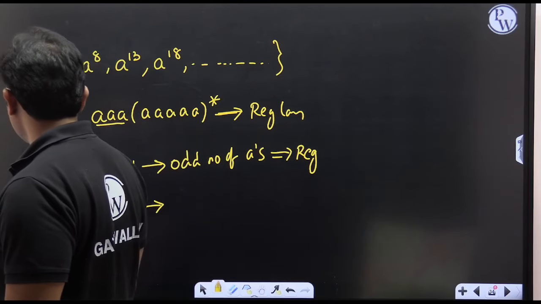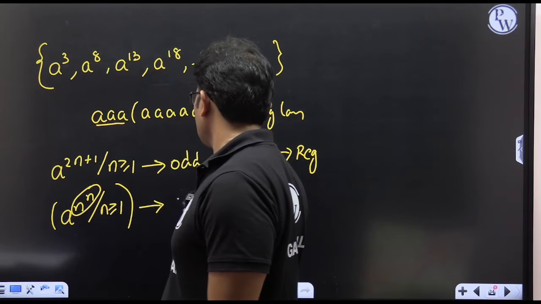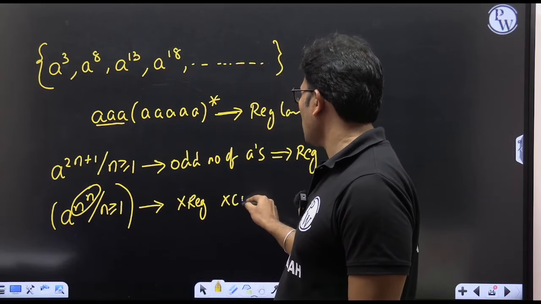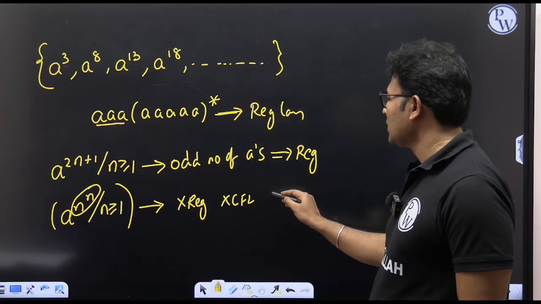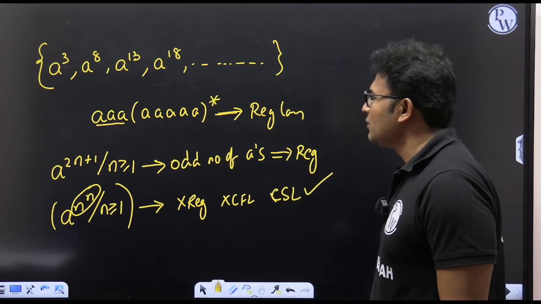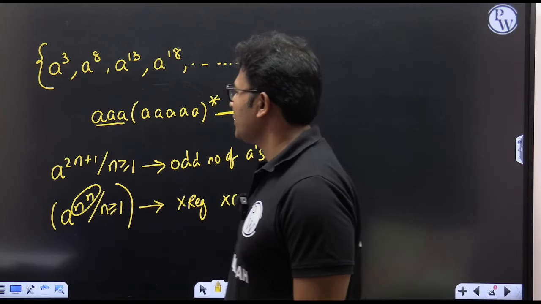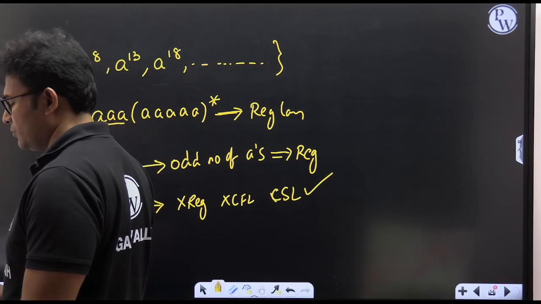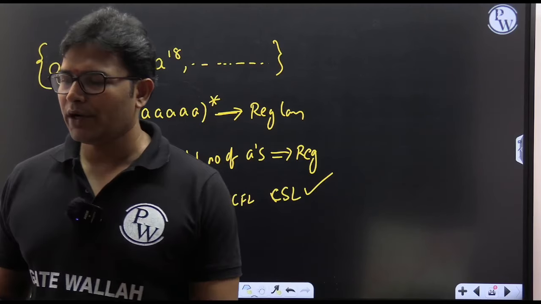This is clearly non-linear power. Therefore, this is definitely not regular. This is definitely not context-free language, non-linear power. This is definitely CSL. We will see later how it is CSL.